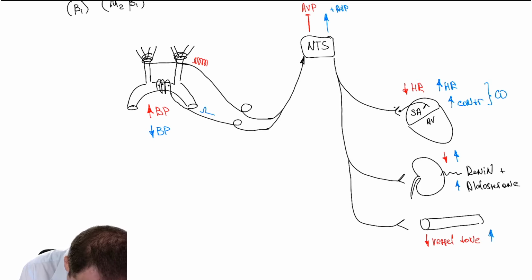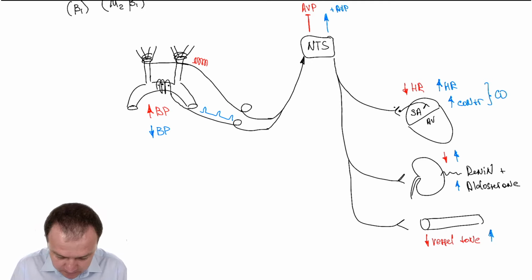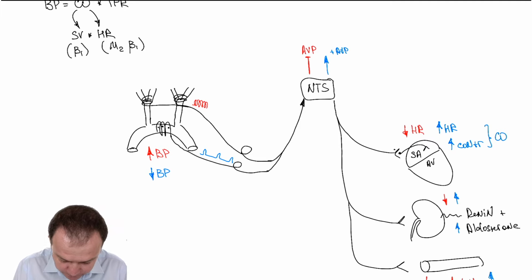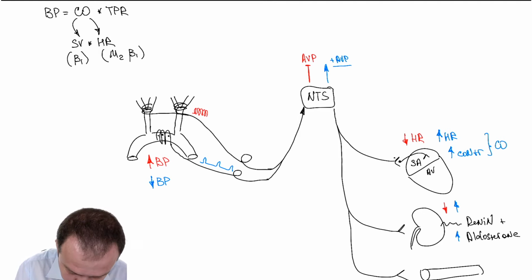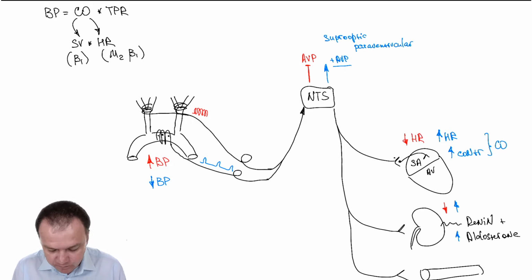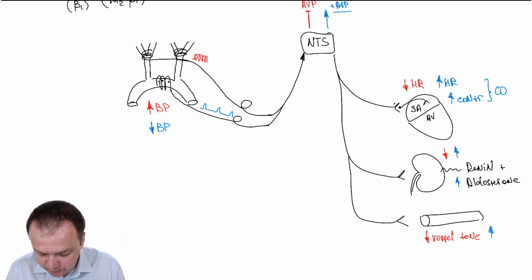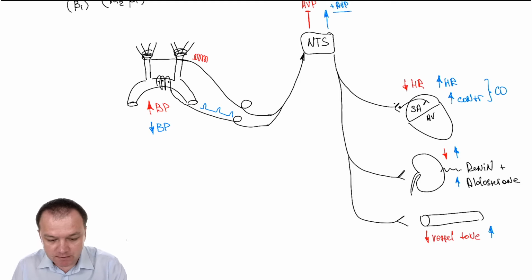Decreasing in blood pressure sends less impulsation to the central nervous system, and as a result, we have stimulation or releasing of vasopressin or antidiuretic hormone from supraoptic and paraventricular nucleuses, right, to the posterior pituitary gland. We have rising in the heart rate, rising in contractility, rising in renin releasing and aldosterone level, and increasing in vessel tone.